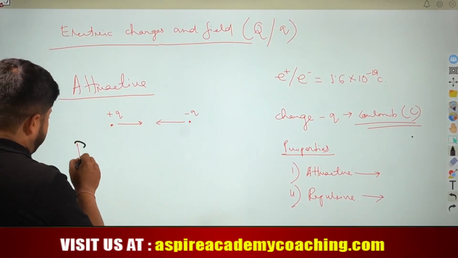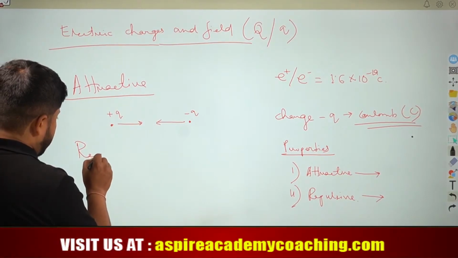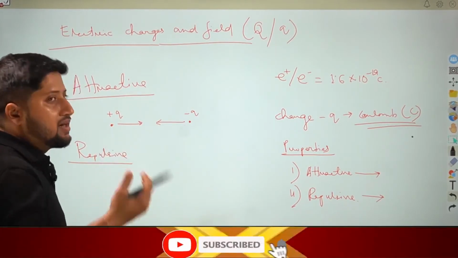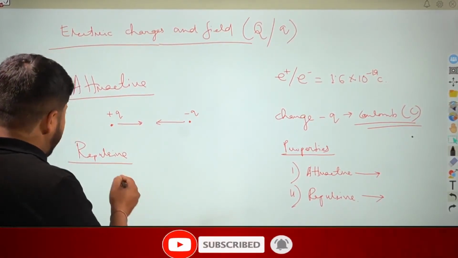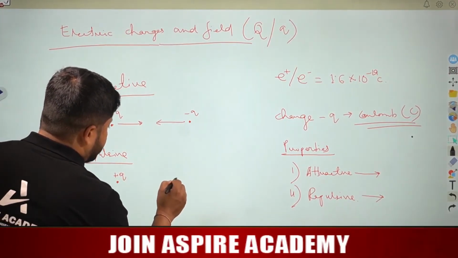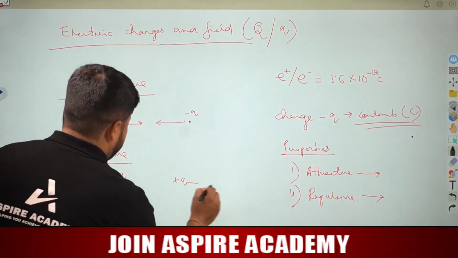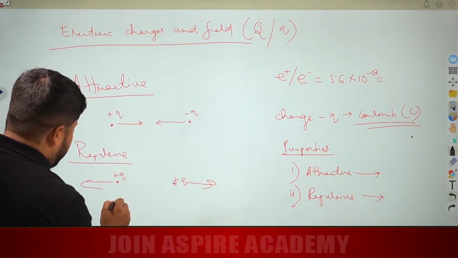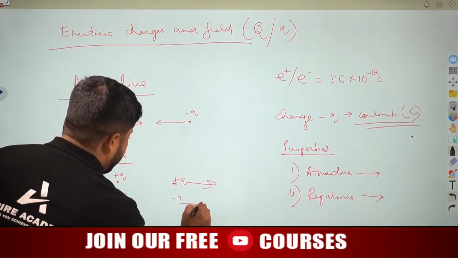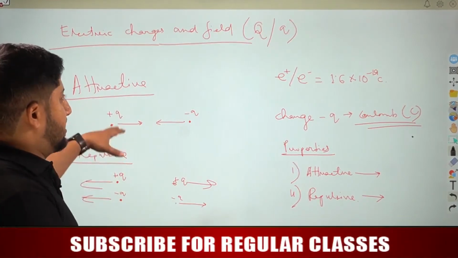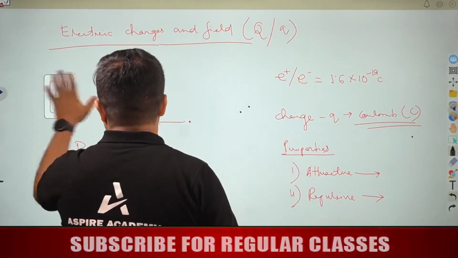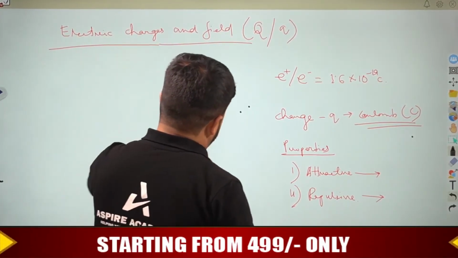Another one is the repulsive property. Two similar charges repel each other. Suppose one positive charge Q and another positive charge Q, they repel each other. Similarly, negative charge minus Q and minus Q repel each other. This is the repulsive property. So attractive and repulsive properties are very important.